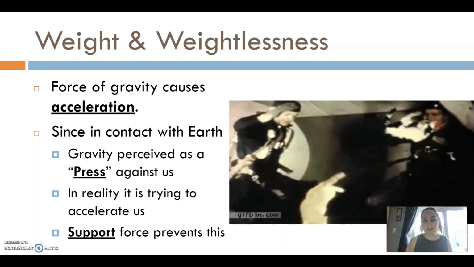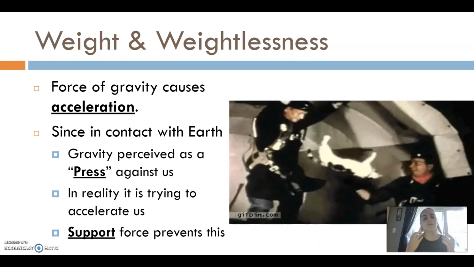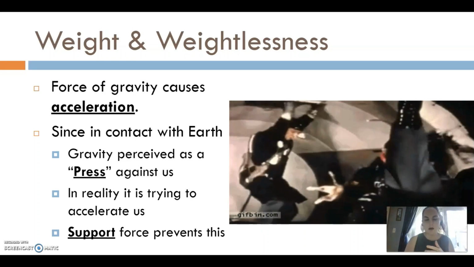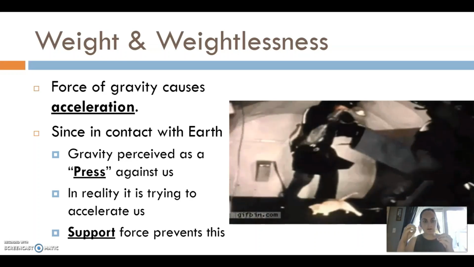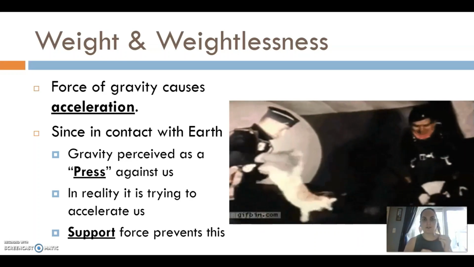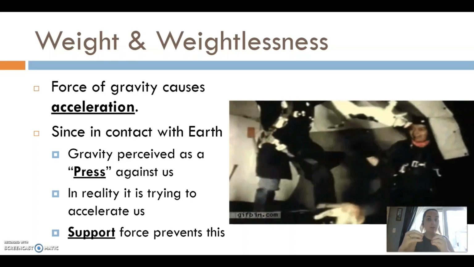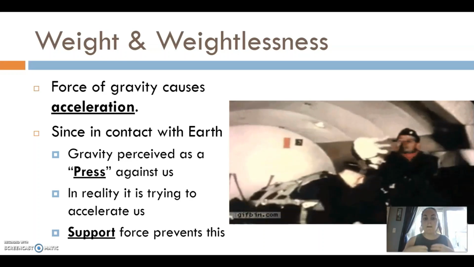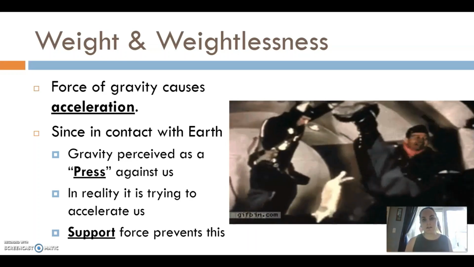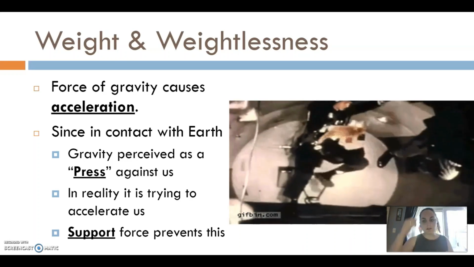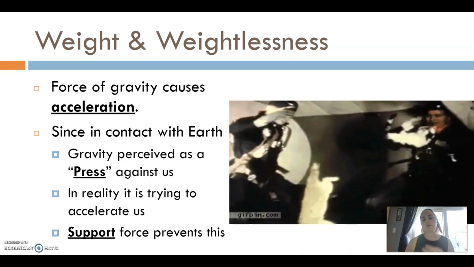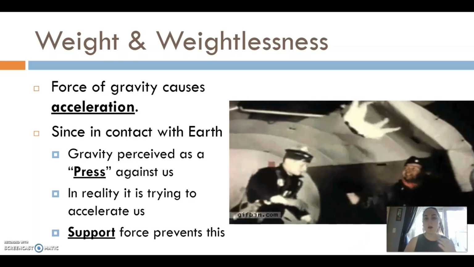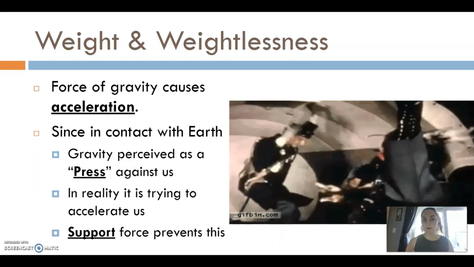And since we are in contact with the Earth, we perceive this acceleration as a pushing down on us. But in reality, it's honestly just trying to get us into the center of the Earth. It's honestly just trying to get us closer and closer to the center of the Earth as it possibly can. But the Earth has a support force, right? So not only is our weight acting down, but we have the support force from the Earth acting up. And as we know, this force has to be equal in magnitude, opposite in direction, in order for us to stay here on the Earth.